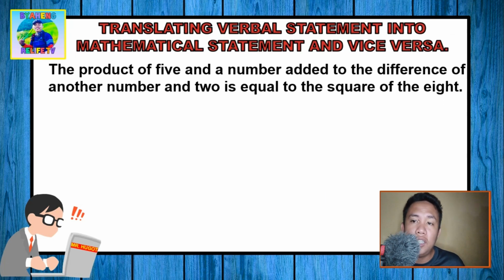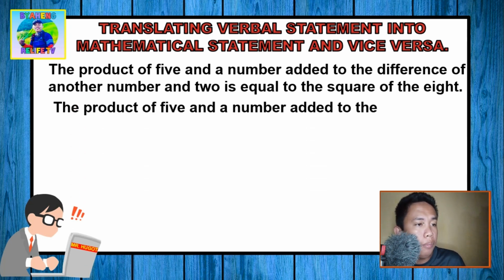Now guys, ang gamitin naman natin siya sa isang problem na mahaba. Gagawa na tayo talaga guys sa tinatawag nating equation. The product of 5 and a number added to the difference of another number and 2 is equal to the square of 8. Nakakalula na 'to. Mahabang-mahaba yung problem. But we need to break them down into pieces para mas madali natin siyang masagutan.